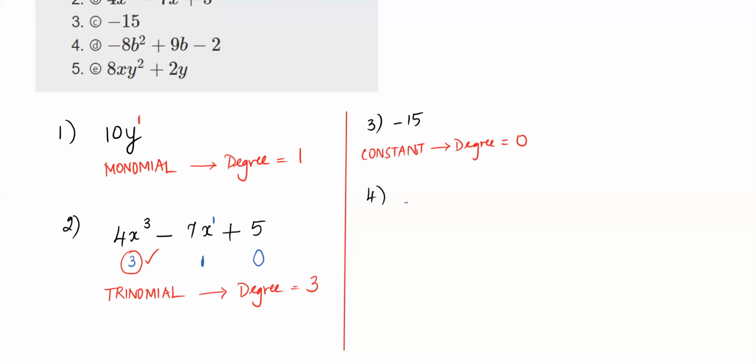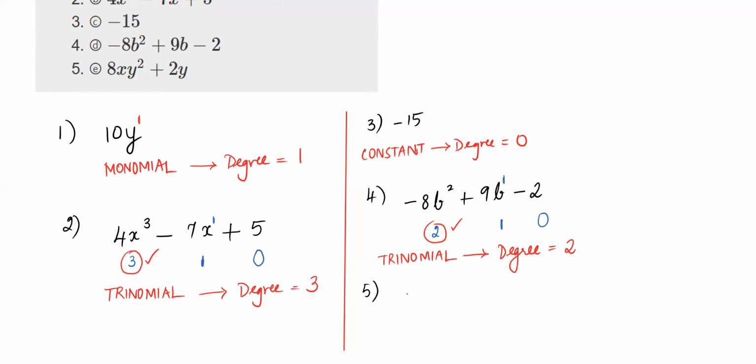Fourth one is negative 8b squared plus 9b minus 2. Again, let's scan the degrees. The degree here, b, has the power 2. So that's 2. If we had another variable, we would have added it, but we just have single variables in each one of them. So that's making it a little easy for us. The power here is 1. This one is a constant, so that's a 0. So if you scan the highest power, that's a 2. So this is also a trinomial, and its degree is 2.